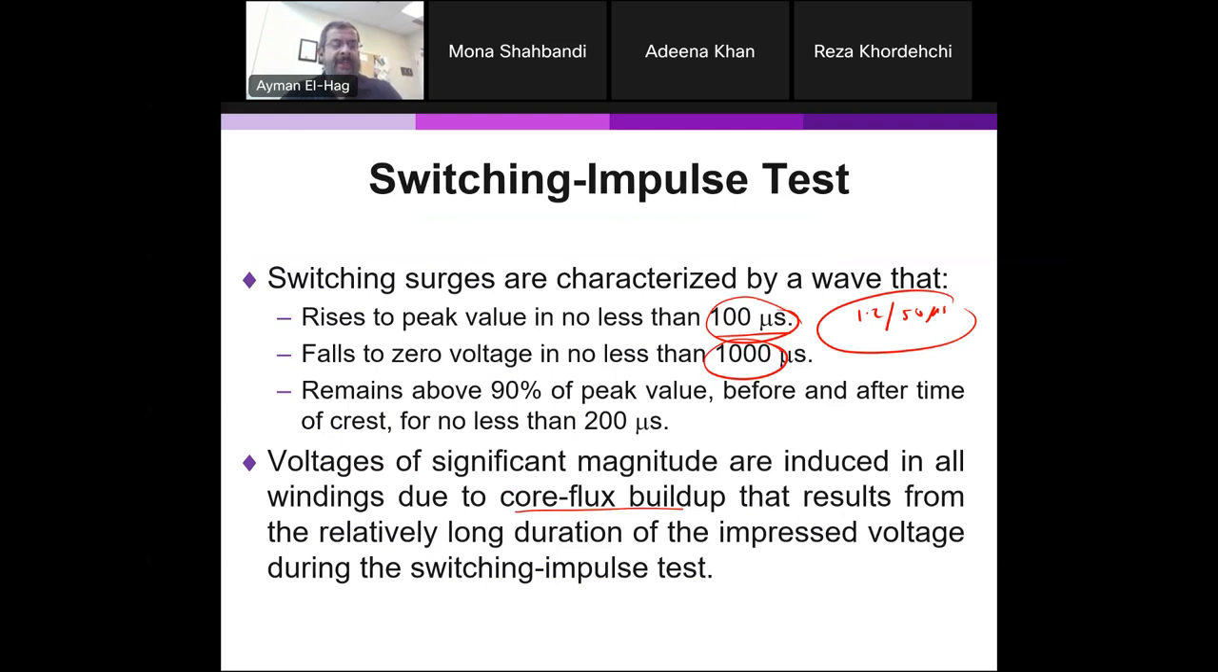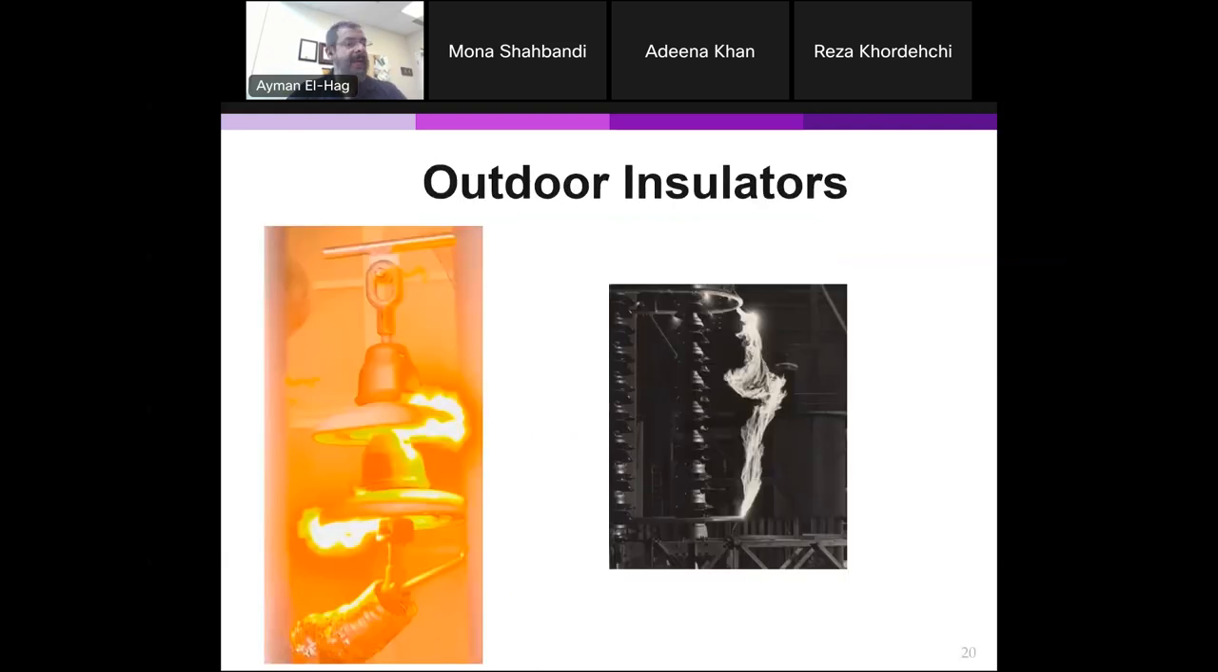Now, we don't do the switching test for distribution transformers. We only do it for power transformers. The reason is that for distribution transformers, the switching voltages are much, much less than the lightning voltages, so it's not severe and not very important. However, the switching events in power transformers at high voltage levels are more severe than lightning, so we have to test the transformers against switching events. Any questions so far?